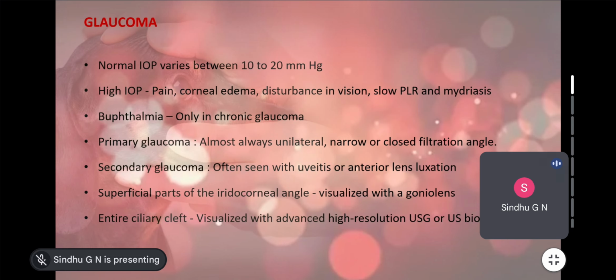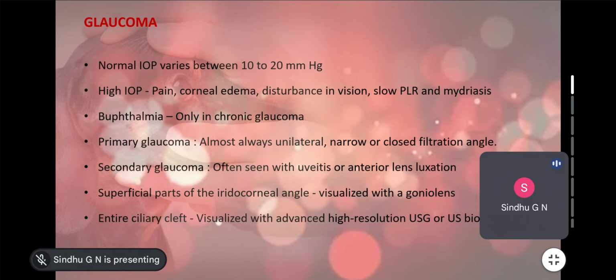So, primary glaucoma is almost always unilateral, and there will be a narrow or closed filtration angle. That angle between the iris and the cornea will be smaller. Secondary glaucoma is noticed with uveitis or anterior lens luxation. The lens is luxated into the anterior chamber, occupying the iridocorneal angle, so that the drainage is affected and can result in secondary glaucoma.